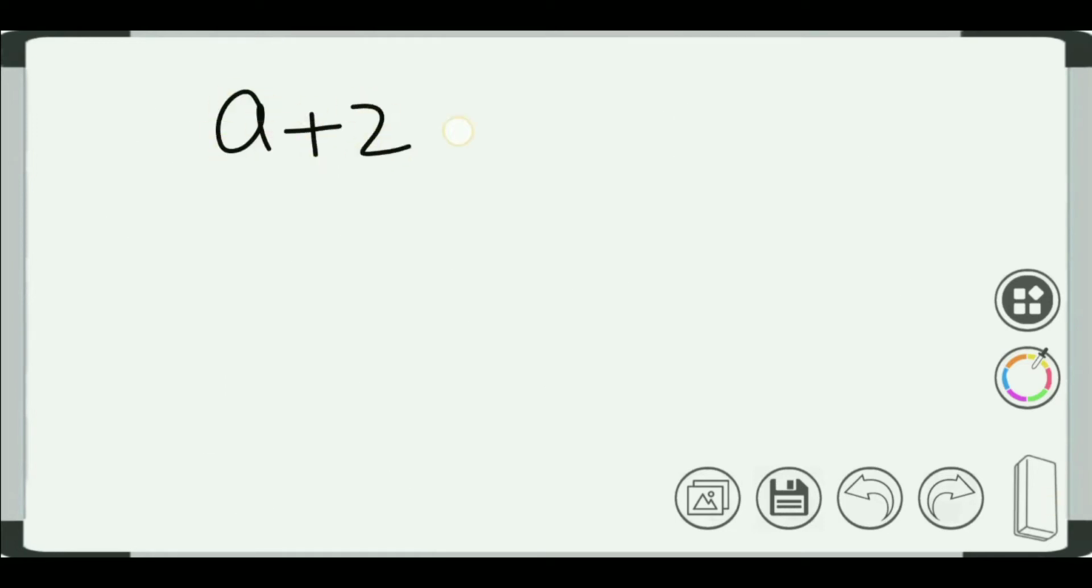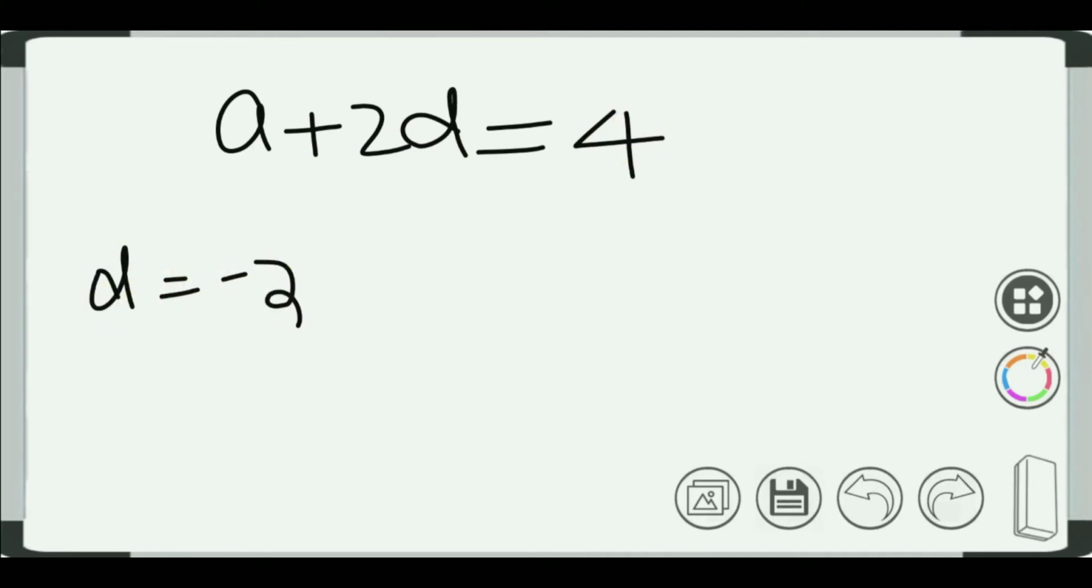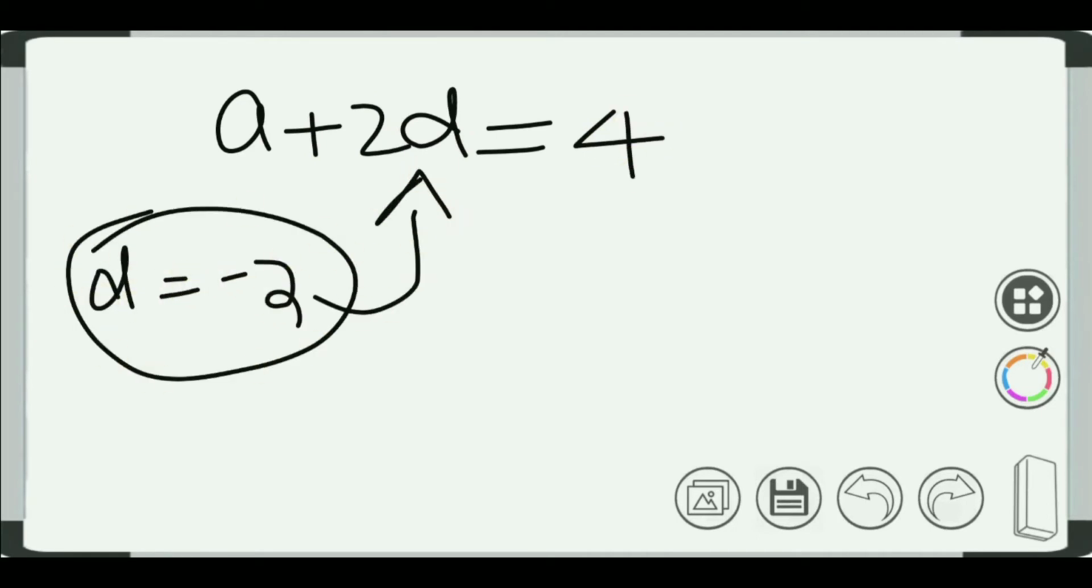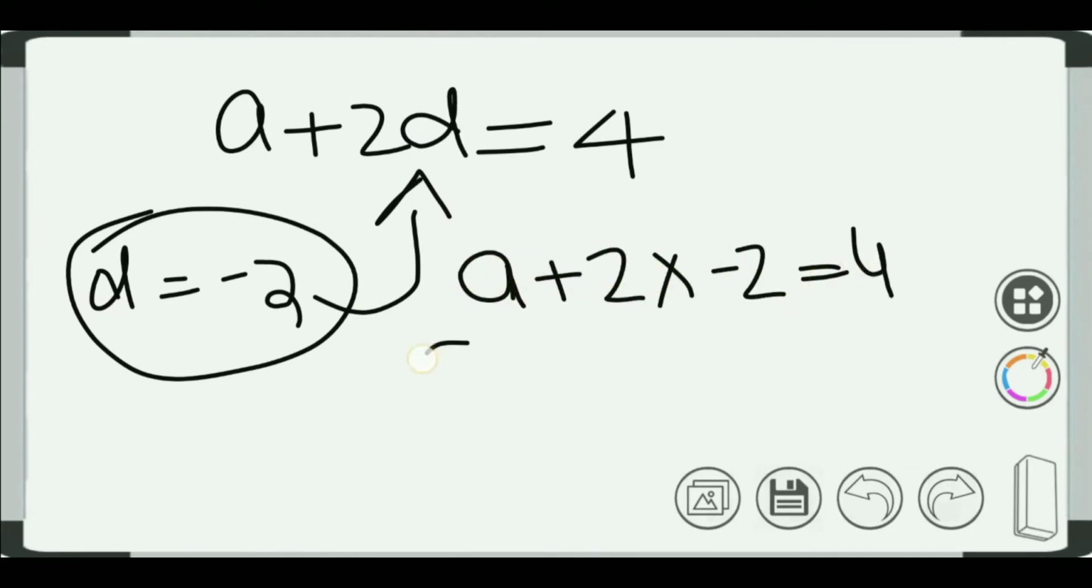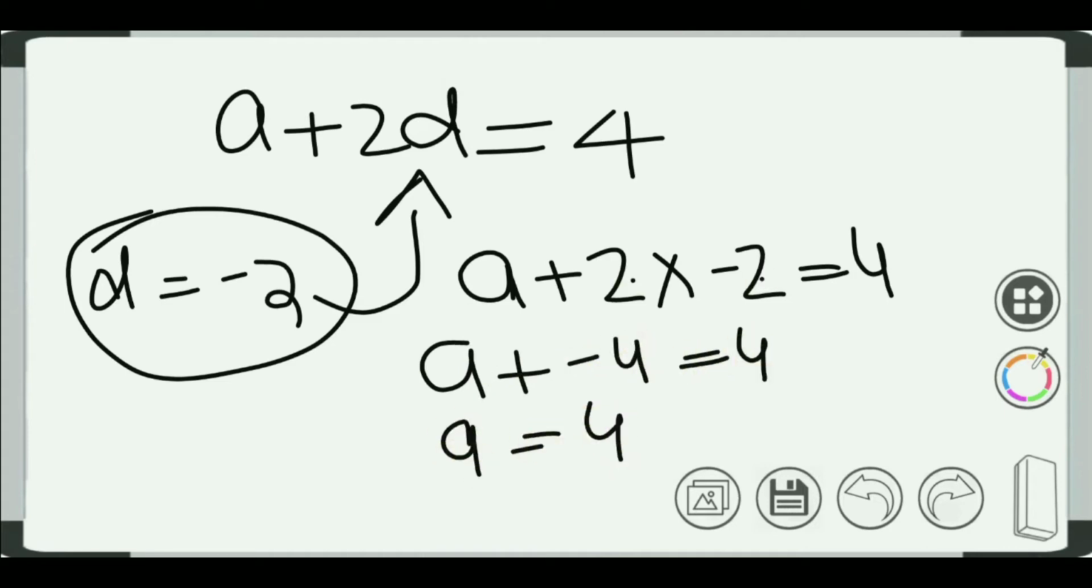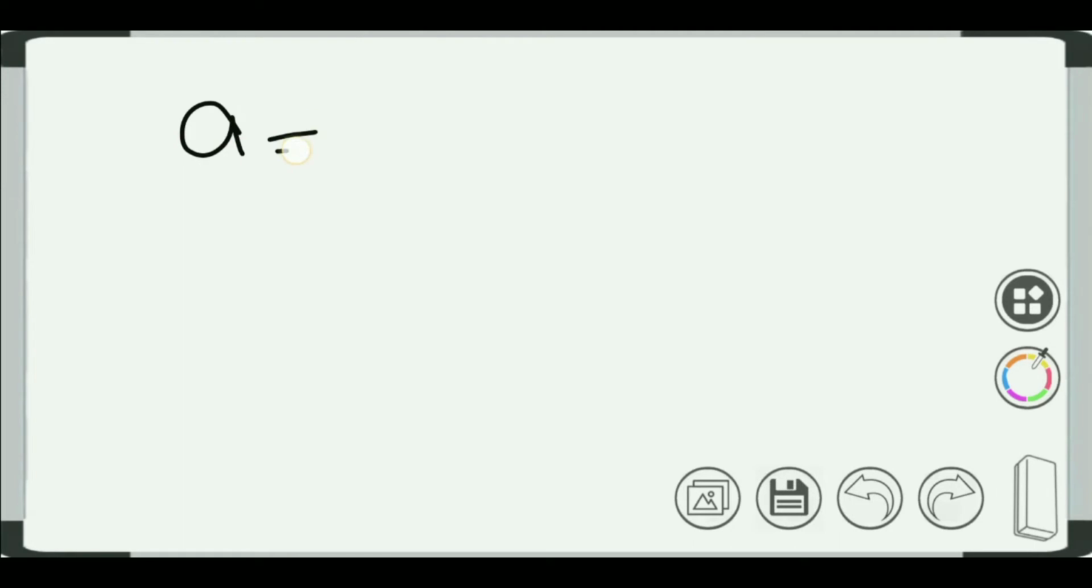A plus 2D equal to 4. This is your first equation. You got D is equal to minus 2. So you can substitute this value in this equation. A plus 2 into minus 2 equal to 4. What is 2 into minus 2? Minus 4 equal to 4. Then what is A? This minus 4 will come this side, so plus 4. 4 plus 4 equal to 8. Now you got A is equal to 8. D is equal to minus 2.